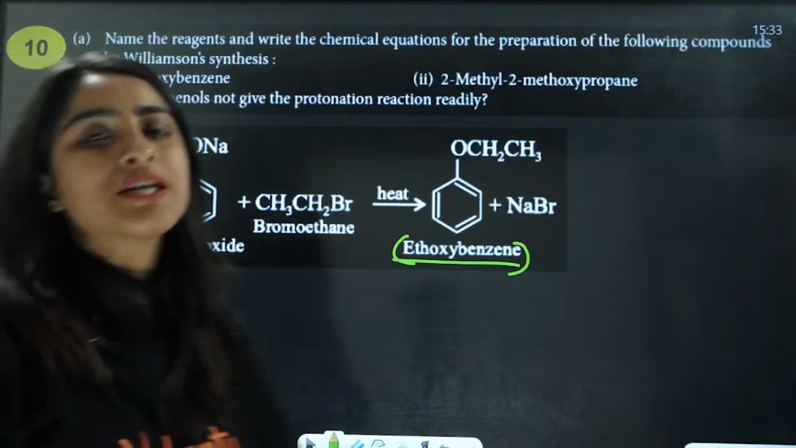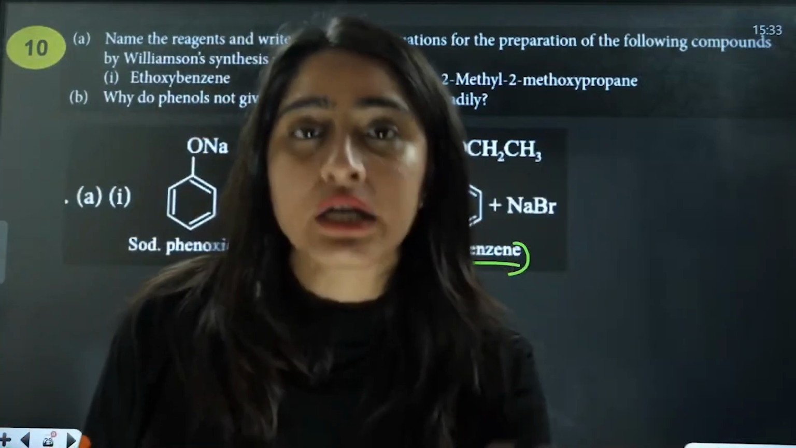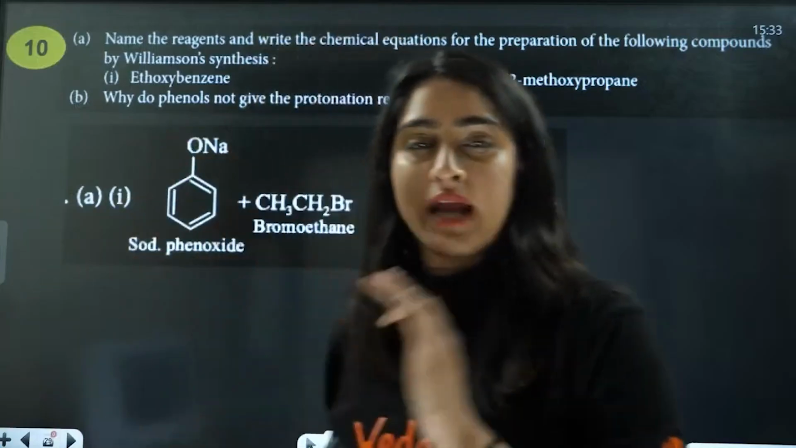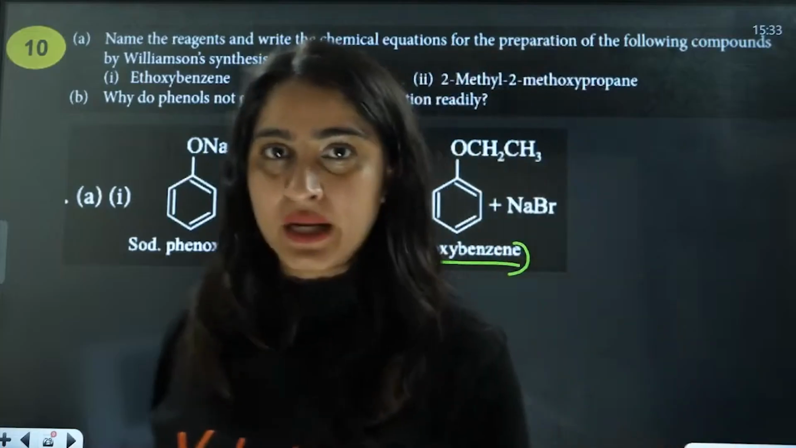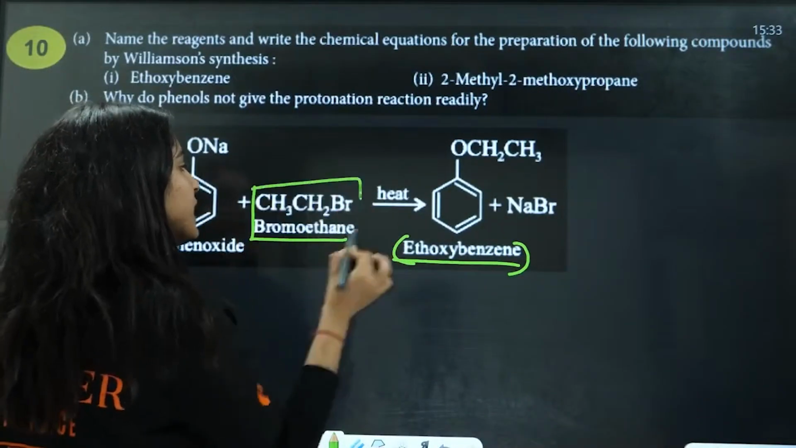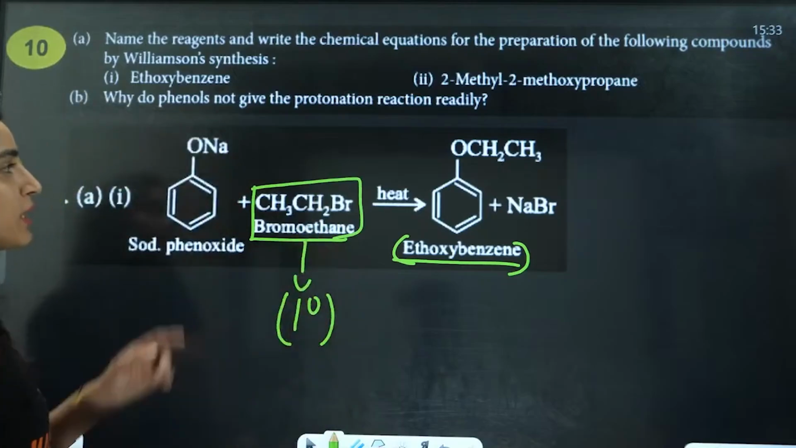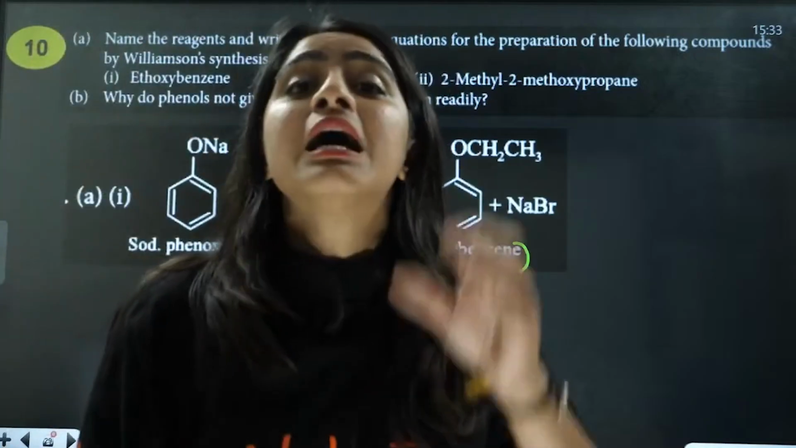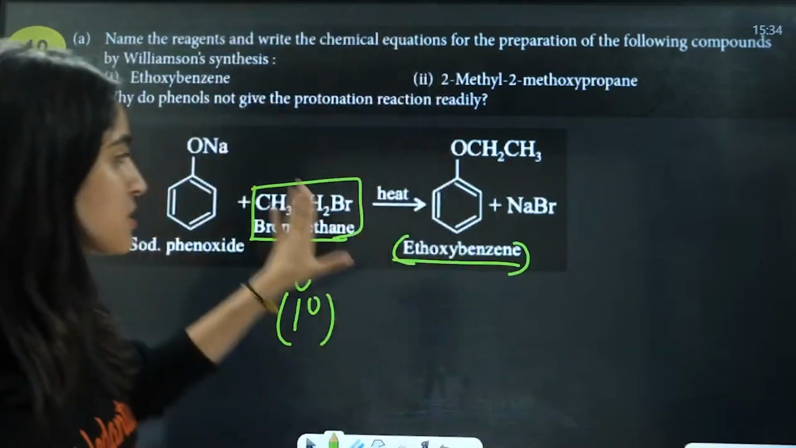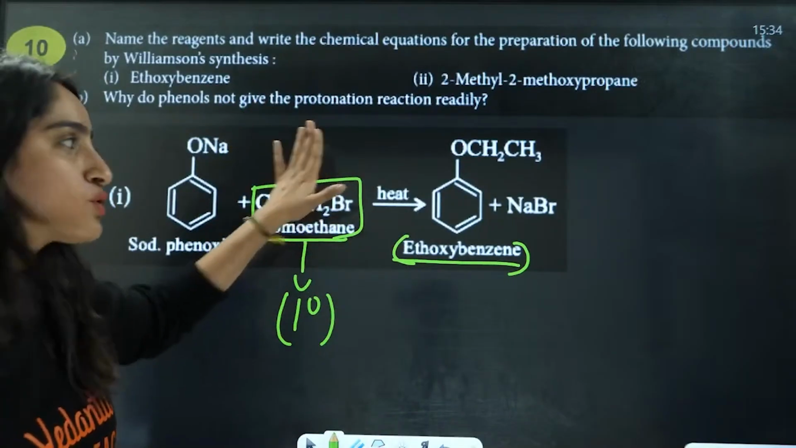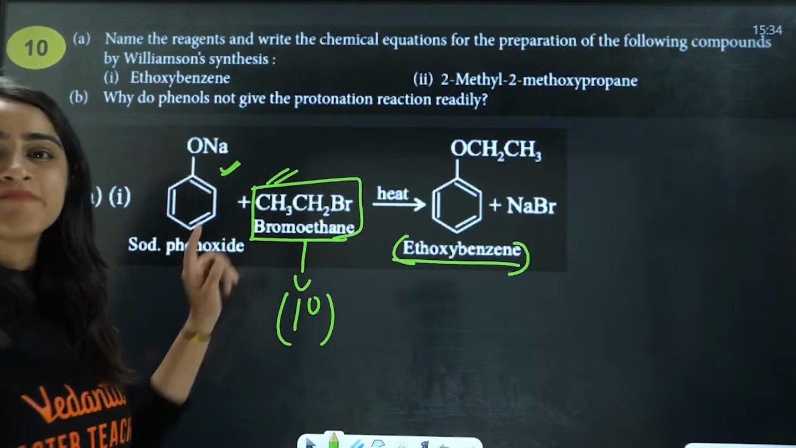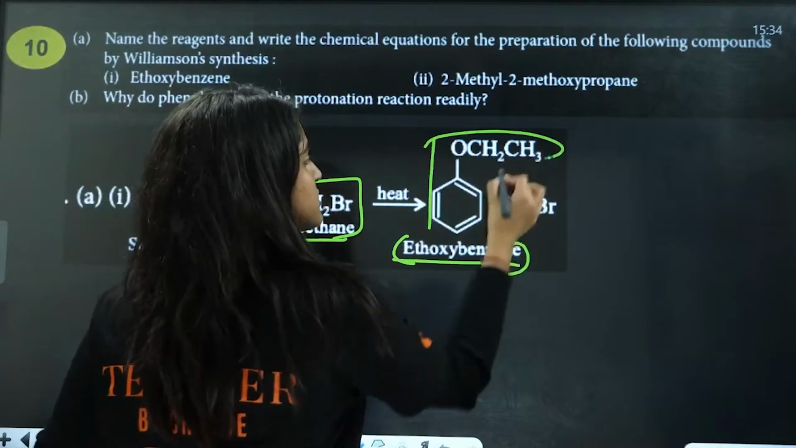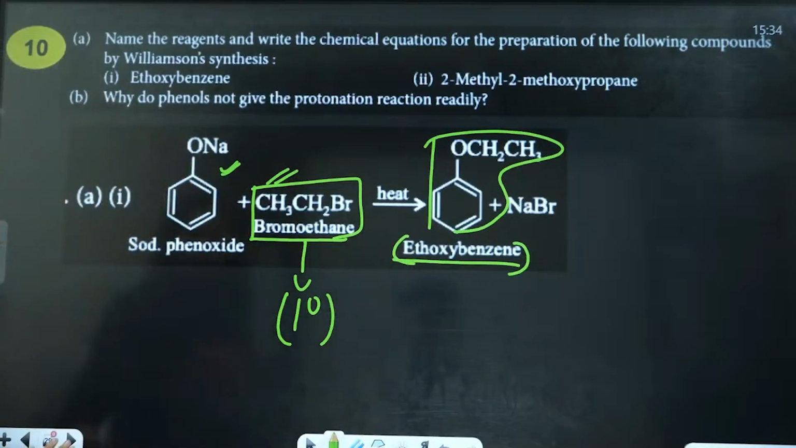When we are to prepare ethoxybenzene, which is this one, always remember, in Williamson synthesis reaction, the halide should always be primary. That means there should be less steric hindrance. As this proceeds through the SN2 mechanism, the halide should have less steric hindrance. So this is the less sterically hindered halide, and this is the sodium alkoxide. They both together form this ether, not ester.